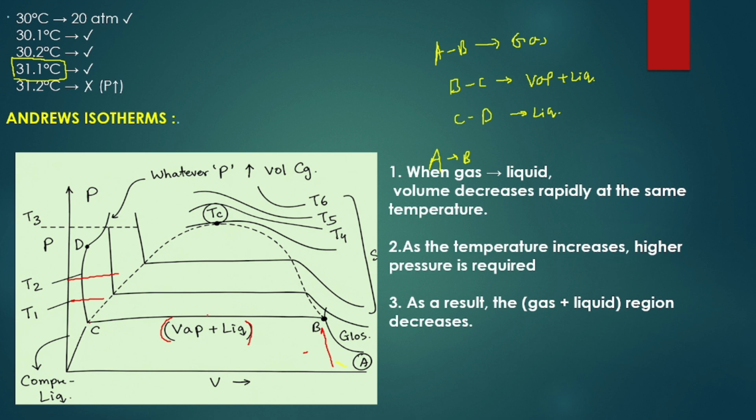Clear? So in this graph, we are observing a few things. When the gas is converted into liquid, immediately the volume is reduced very rapidly, at a particular temperature. Now, another condition: if the temperature increases, pressure also increases. That is the reason the region of vapor and liquid decreases.